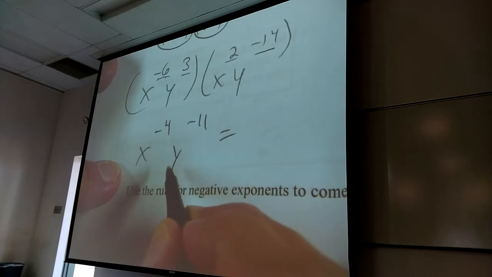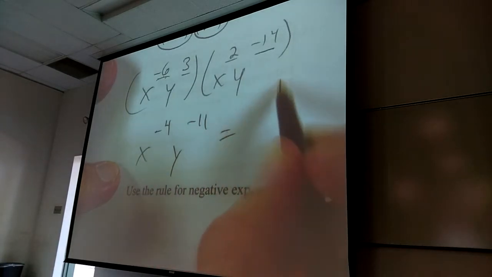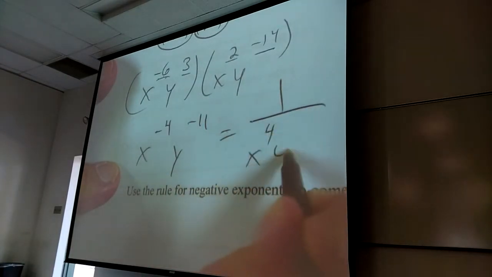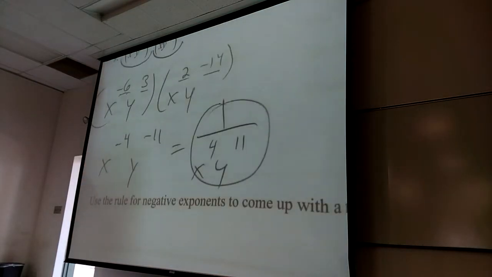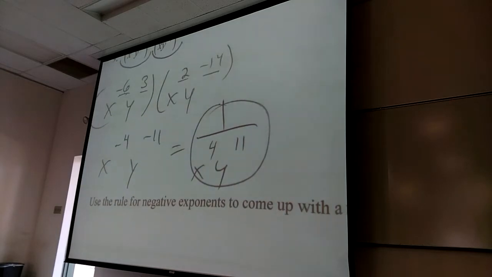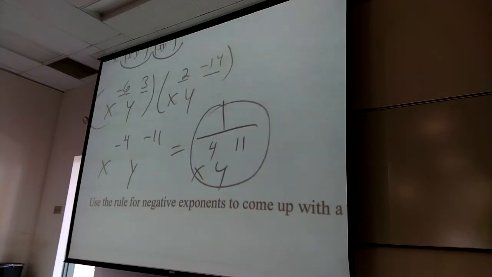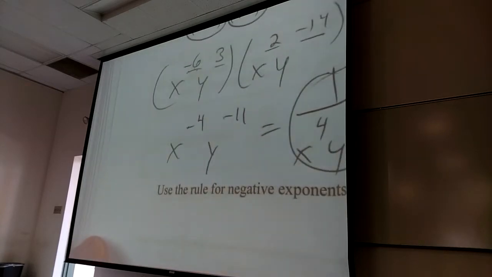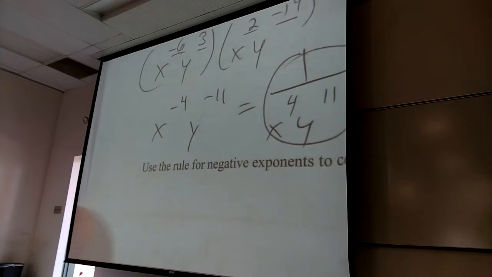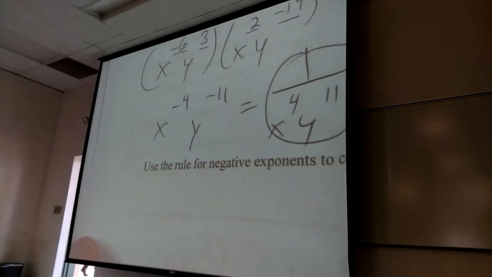And what's the last step here? 1 over. 1 over. So 4 y 11. So 1 is always going to be the numerator. Yeah, because, guys, help me out. So two things.